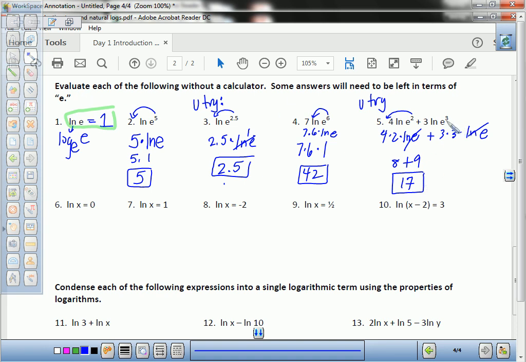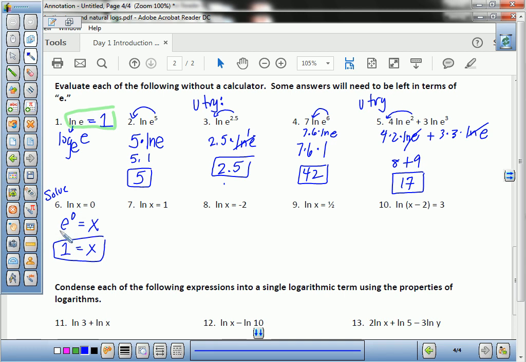Now, those were all our evaluate problems. Now we're going to solve. And these are in logarithmic form, so we're going to switch to exponential form to see if we can solve. If it says natural log, what do I always know the base is? E. So it becomes e to the 0 equals x. Well, any number to the 0 power is 1, except 0 to the 0. So that just becomes 1. So even if we take our weird new little number e and raise it to the 0 power, it is also 1.